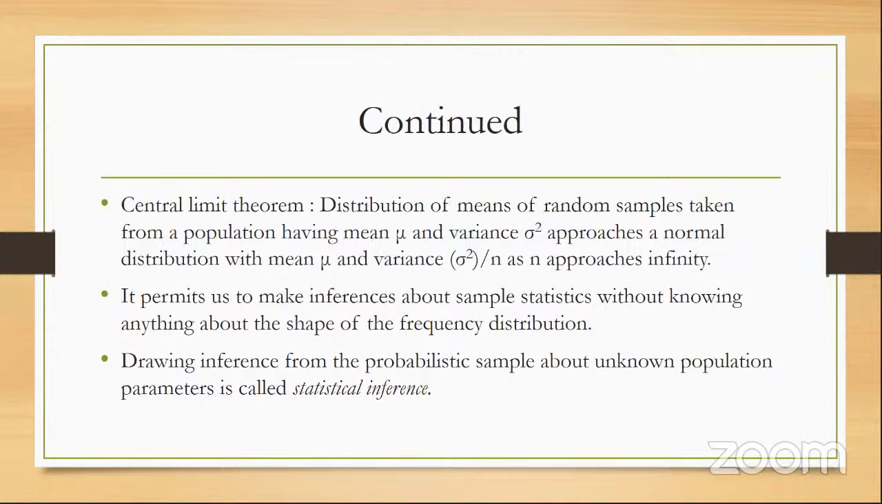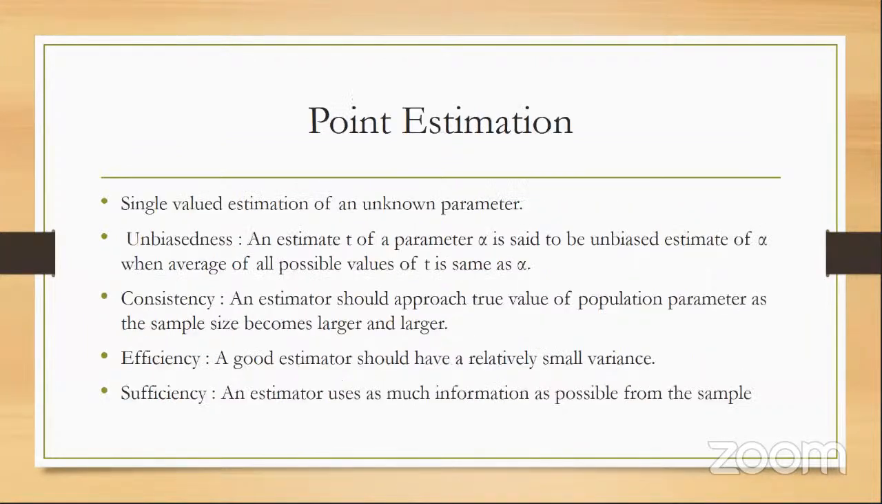Okay. Now, drawing inferences from a probability sample about unknown population parameters is what is known as statistical inference. So based on a sample, we are drawing inference about the population in general. Now, point estimation. Point estimation is a single valued estimation of an unknown parameter, but we can make many estimates of a particular parameter.